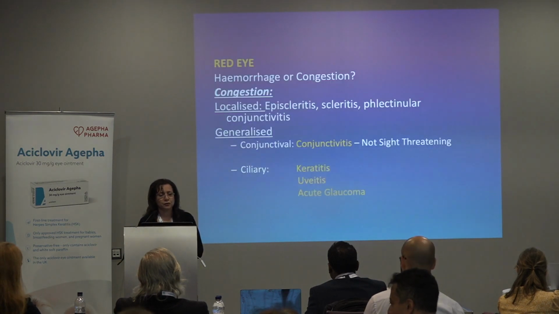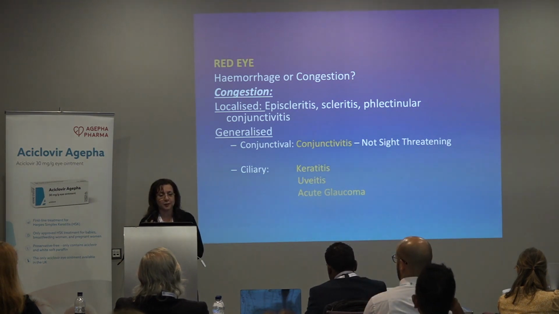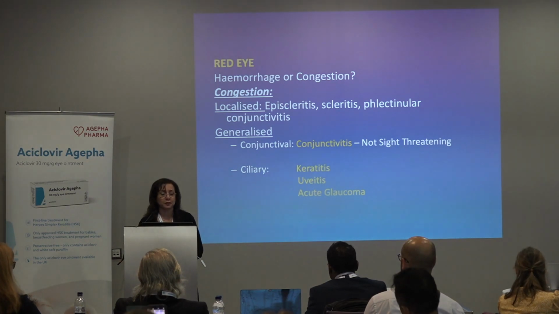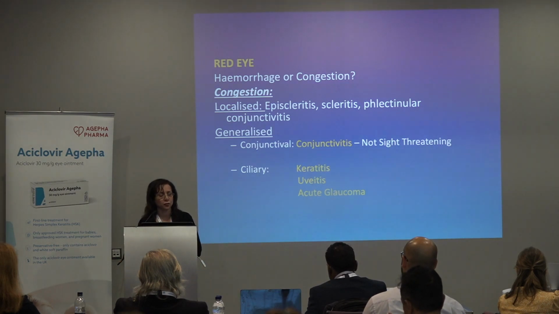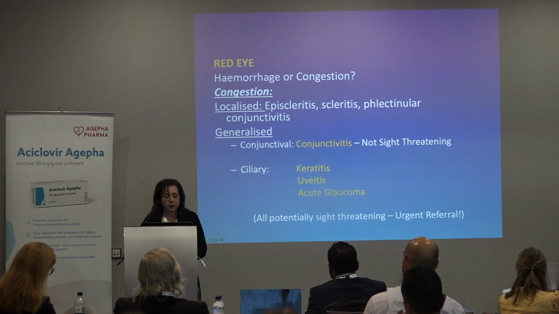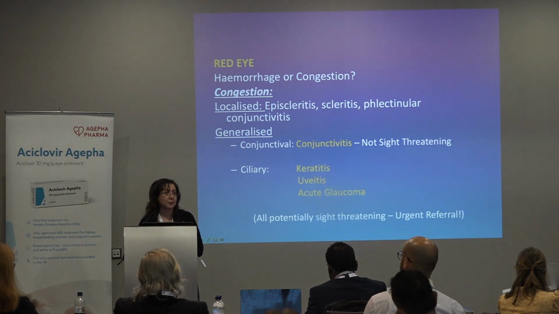So this is just to sum up. Red eye is either a hemorrhage or a congestion. Congestion either localized, caused by episcleritis, scleritis, or phlyctenular conjunctivitis. Generalized can be caused by conjunctivitis, and there are so many different forms of conjunctivitis, but if it's conjunctival congestion, it's conjunctivitis. Ciliary congestion can be caused by anything on the cornea, contact lens, foreign body, or laceration, or infection, keratitis, or inflammation inside the eye, uveitis, or acute angle closure glaucoma. So all the causes of ciliary congestion are potentially sight-threatening. So if you see a patient with ciliary congestion, send the patient to eye casualty.